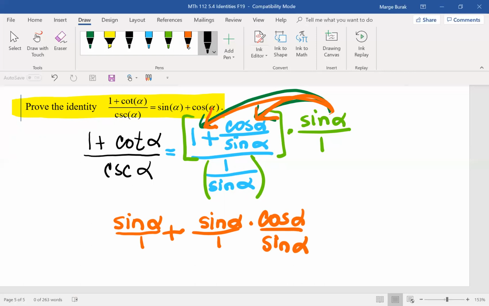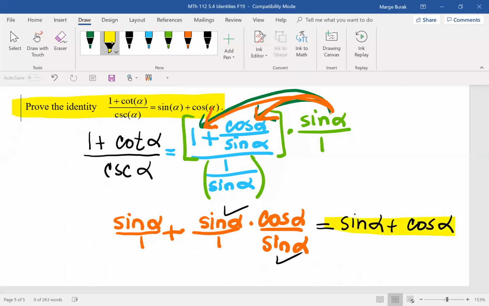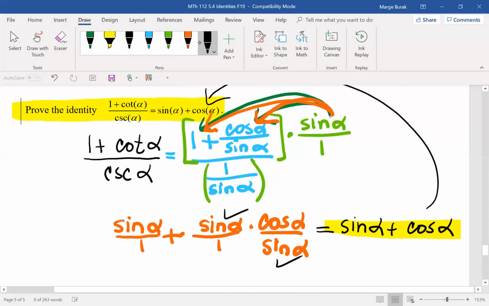Okay, now hopefully, yes, I can definitely cancel those, which leaves me with the sine of alpha. I can put it over 1, but let's not. Plus the cosine of alpha, which is what I wanted to end up with, because that goes back to this. All right, so one more time I went through the steps.